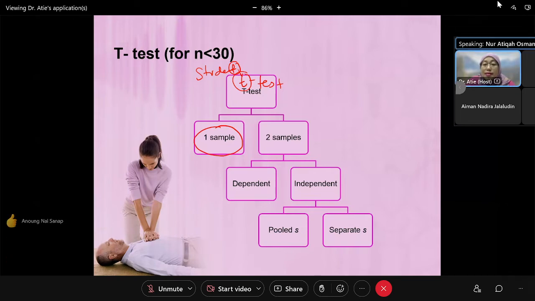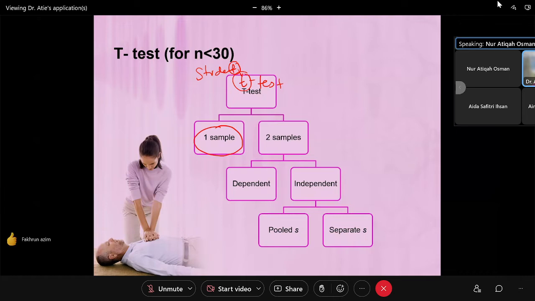Doctor, can I just confirm that the pooled S and separate S falls under independent, right? Not dependent. Yes. Yeah, I know.